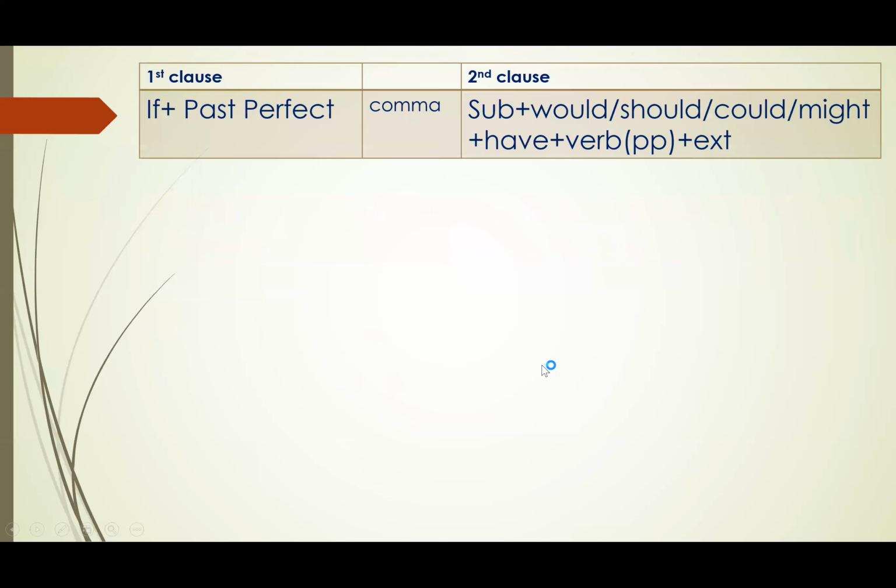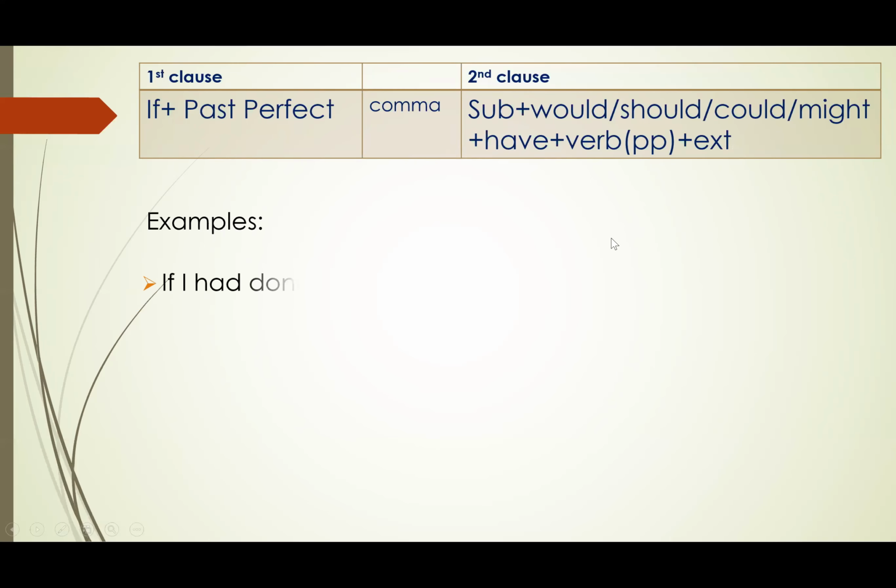Okay. Then the next one is third condition, if plus past perfect. Okay. Then there will be a comma, and there is only one difference. You have to use have and the past participle form of the verb. In the second condition, here it was past indefinite, and here it is past perfect. But see what is the change between the second condition and third condition? Only have, and whenever you get have, there will be past participle of the verb.